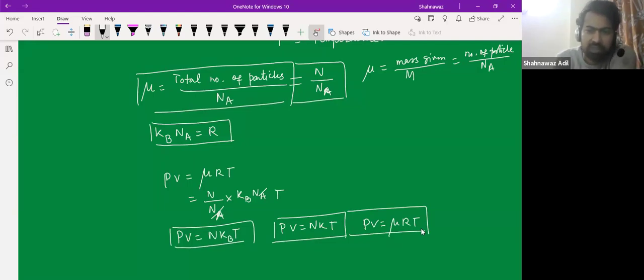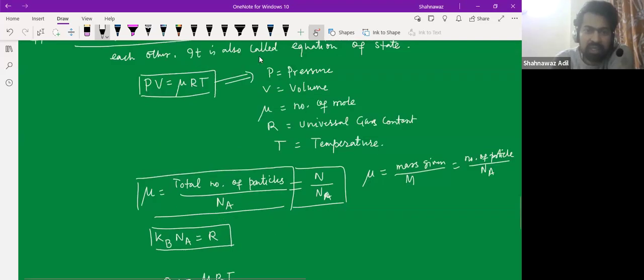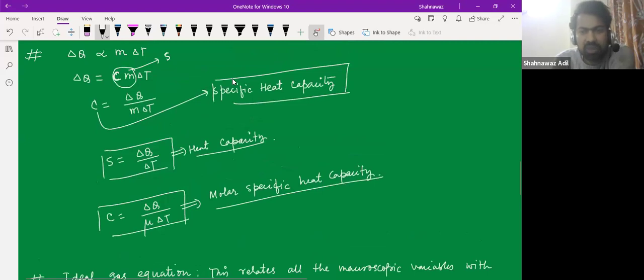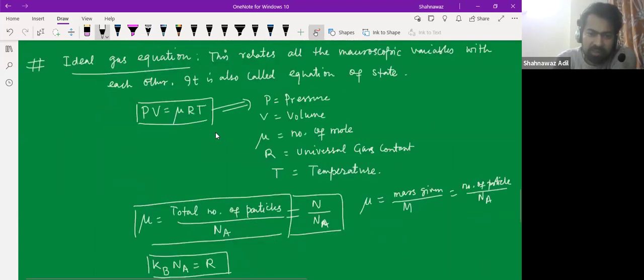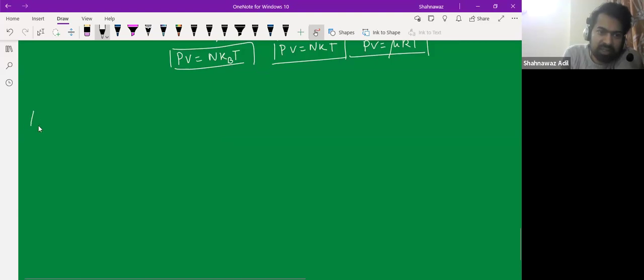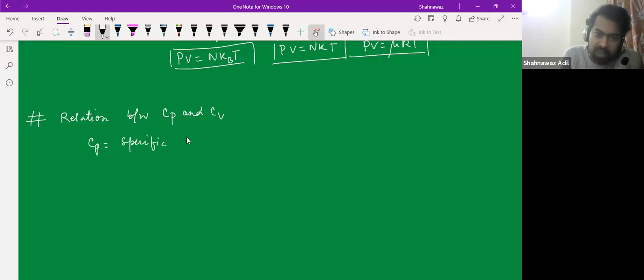Yes, sir. So this is one thing, and then in thermodynamics, the variables are also defined by two specific heats, right? One is called CP and the other CV. We have a relation between CP and CV. And what is CP? CP is the specific heat capacity at constant pressure.